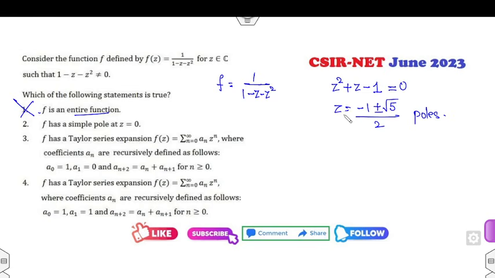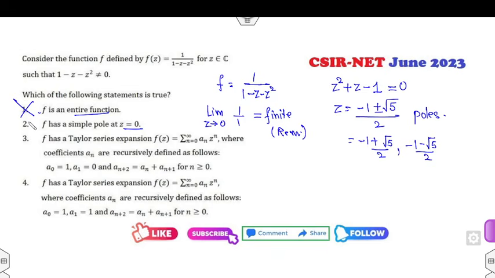Now clearly it has two poles, one is positive, and second is negative. So both are distinct. Yes, it is a simple pole. No, simple pole at z is equal to 0? Sorry, not at this point. How can you check about the pole? I will find the limit. As z approaches 0, this will go to 1 over 1, which is finite. So finite means removable singularity, not a pole. If it is a pole, then it must be infinity.